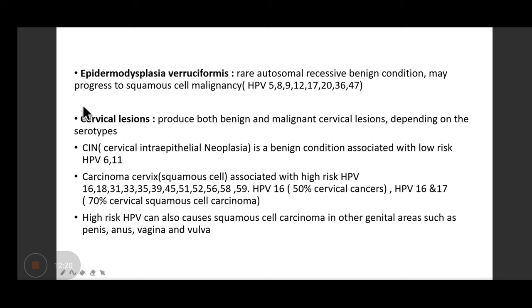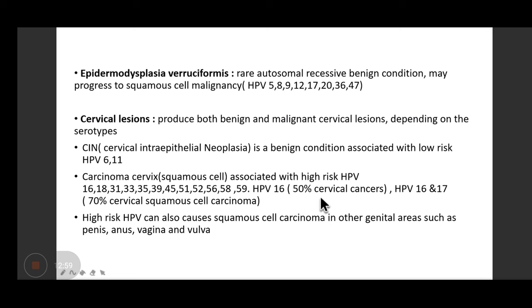Then, a very important thing, it causes cervical lesions, and these cervical lesions could be benign or malignant, depending on the serotype. So we have cervical intraepithelial neoplasia, which is a benign condition, and it is caused by the low-risk HPV, which is 6 and 11. And we have high-risk HPV also. So 16, 18, 31, 33 are high-risk HPV, and they cause carcinoma of the cervix. That is a malignant condition.